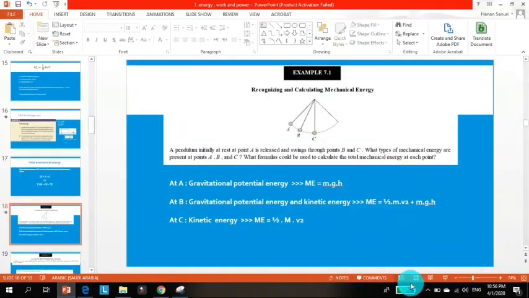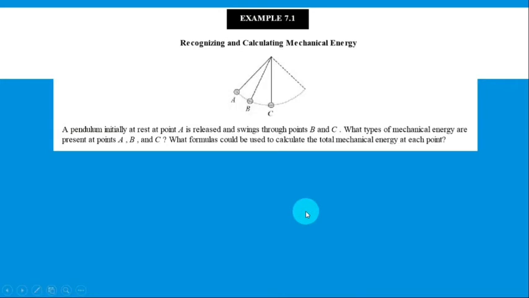Okay, after that, let's solve this question together. I have here a pendulum. A pendulum initially at rest at point A is released and swings through points B and C. What types of mechanical energy are present at points A, B, and C? And what formulas could be used to calculate the total mechanical energy at each point?